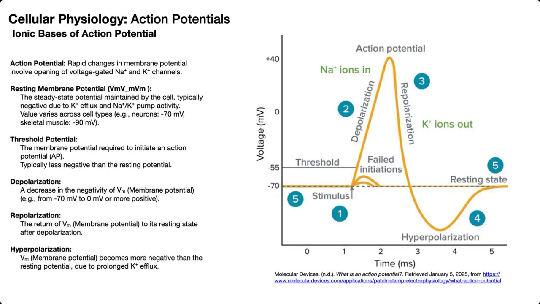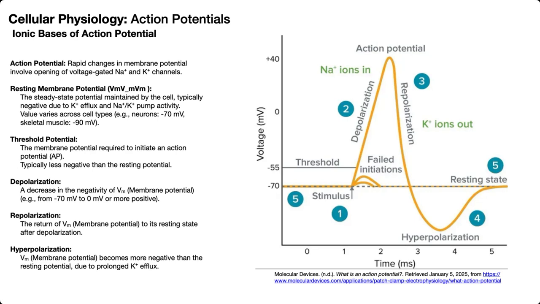At time 0, this is where we have a stimulus. That stimulus causes a slight increase in the membrane potential. It moves it closer to the threshold, around negative 55 millivolts. Now, if that stimulus is strong enough to reach the threshold, it's going to trigger the opening of those voltage-gated sodium channels, and that's going to start the action potential.